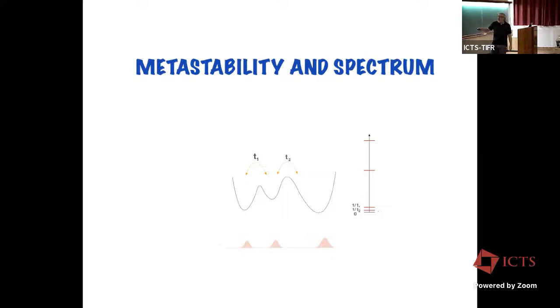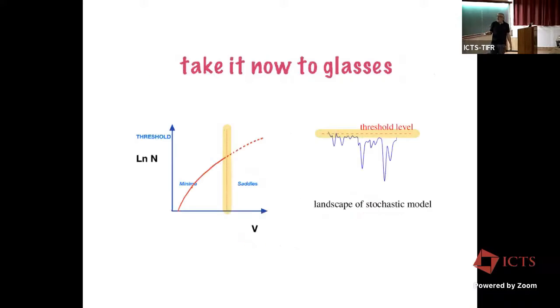You understand why? Because the zero is the stationary state of the system. And the almost stationary states, meaning the metastable states that live very long, naturally have a very low eigenvalue. So there is a connection between metastability and the spectrum of the Fokker-Planck operator. This is completely general. Now, translate this to the glass. The glass has an exponential number of minima, like in this picture. Below a certain threshold level, you have many minima, exponentially with the size.